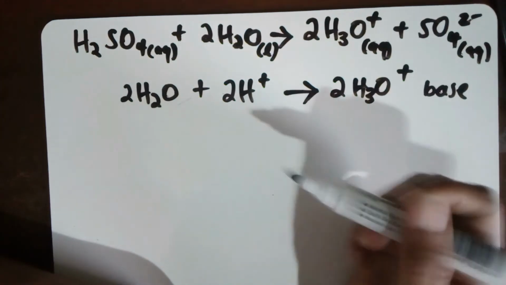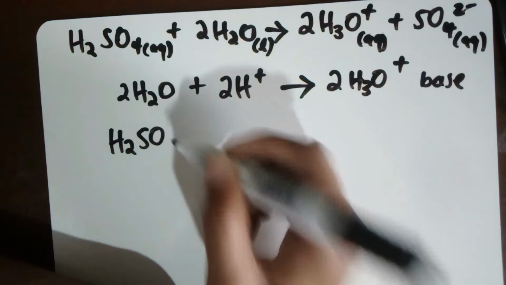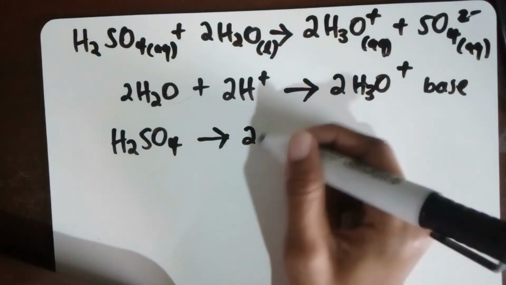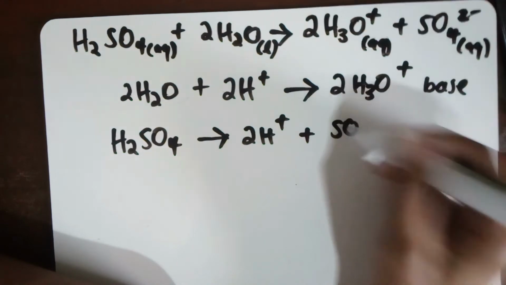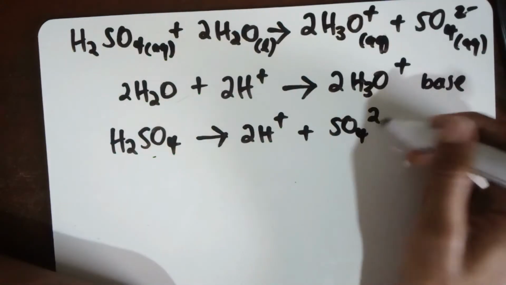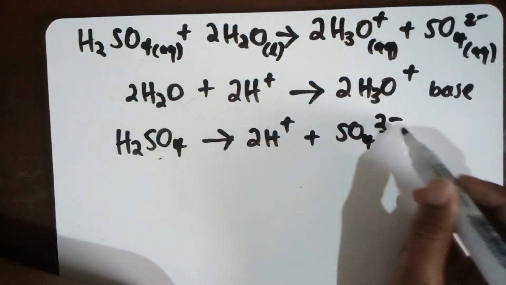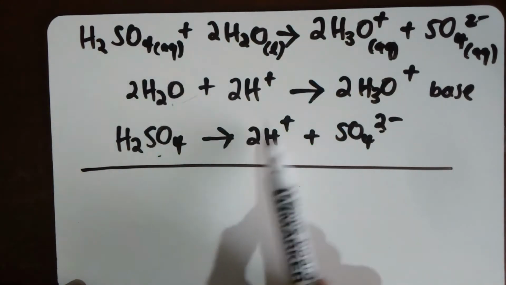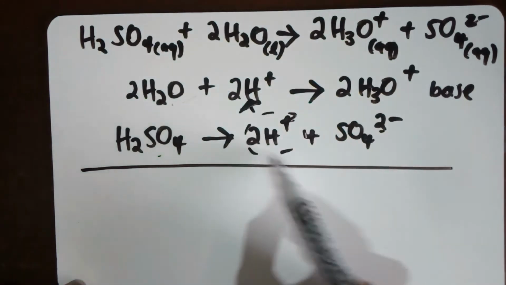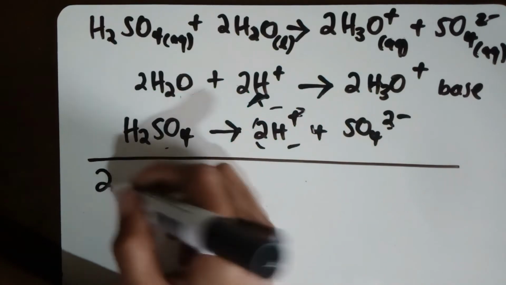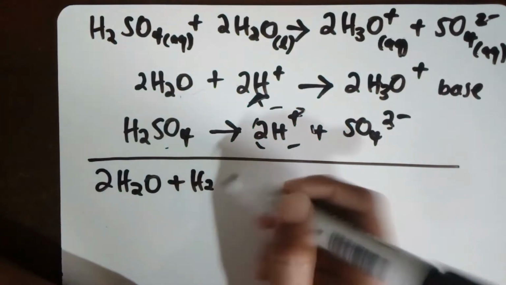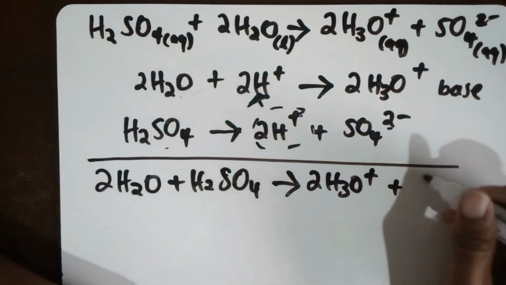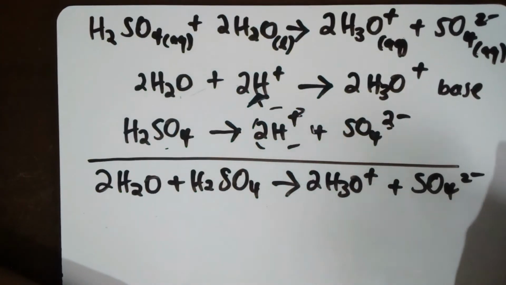But where are these two protons coming from? This means that H2SO4, sulfuric acid, will actually have to donate these two protons. So 2H+. So if we take those two protons from this, we'll just be left with SO4 2- because we've taken 2, right? And then now you see that, okay, this water accepts these two protons that are donated by sulfuric acid. So we have on one side 2H2O plus H2SO4. On the other side of the equation, we are left with 2H3O+ and that sulfate ion, right?